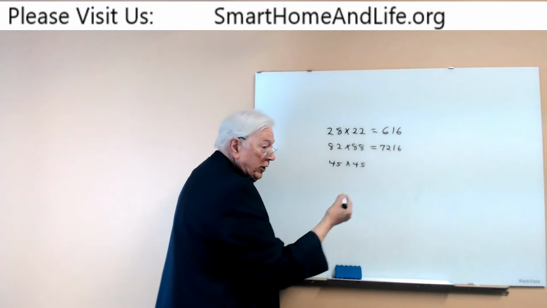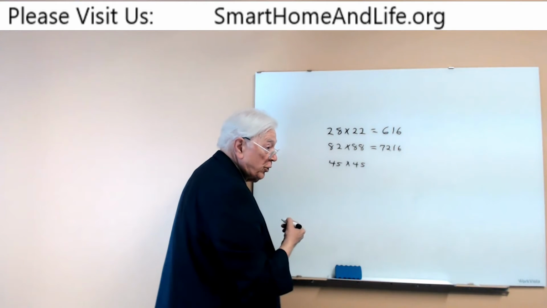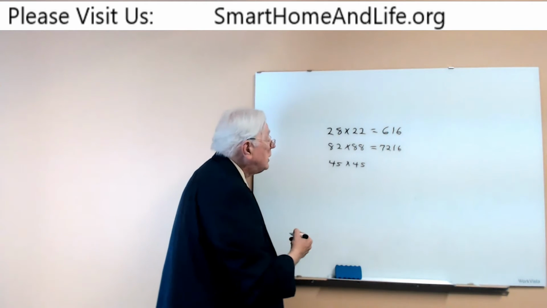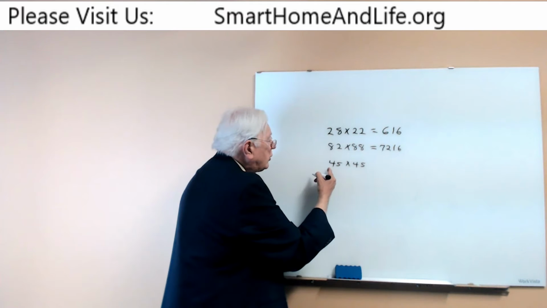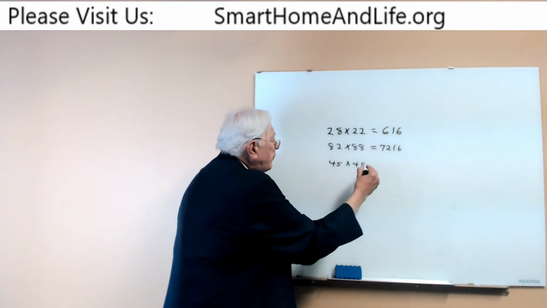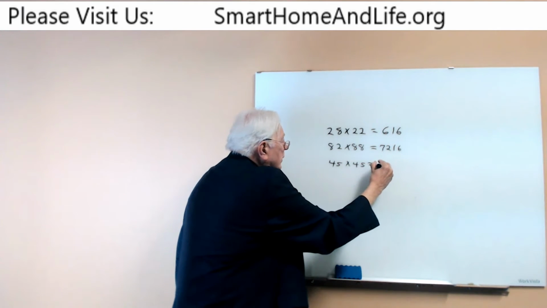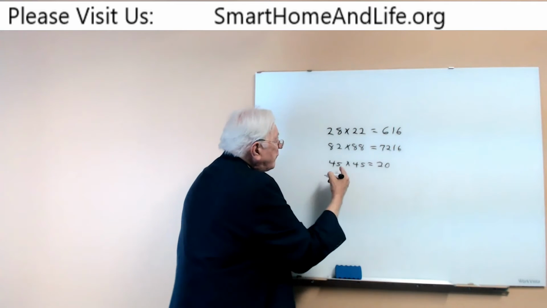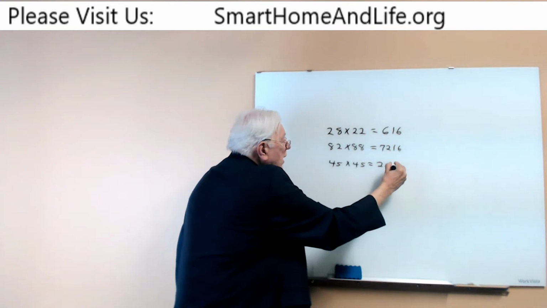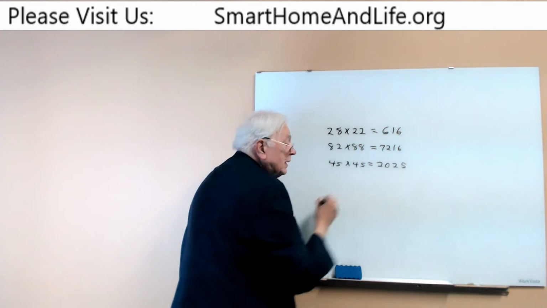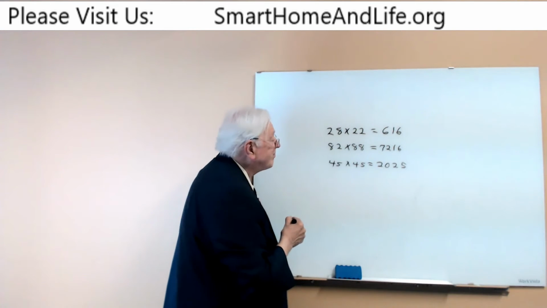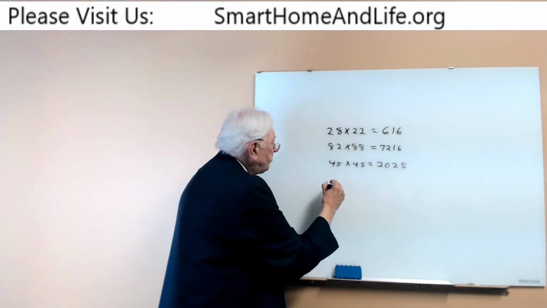That's just like squaring something that we did before, so we should get a familiar answer. But let's take the 4, we add 1 to it, that's 5. 4 times 5 is 20, and 5 times 5 is 25. Sounds familiar?